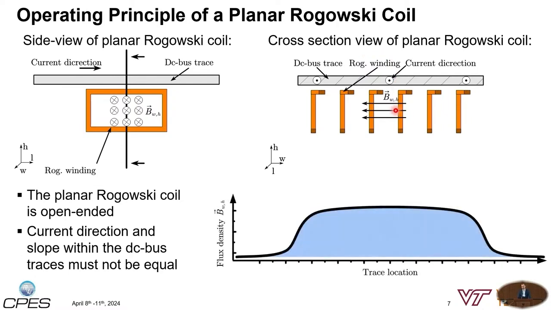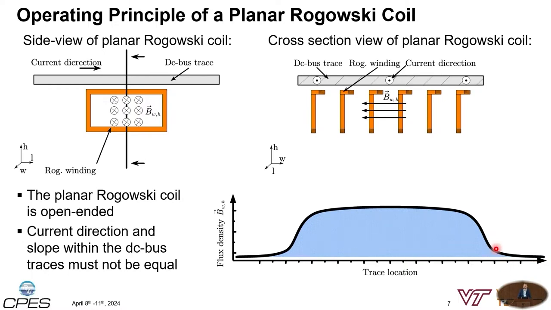When it comes to the magnetic field, we see that it drops off, or is very small, outside of the DC bus width. Then once we enter the area of the DC bus, we have an almost constant magnetic field or flux density, and then it drops off starkly again as we leave the current carrying trace.